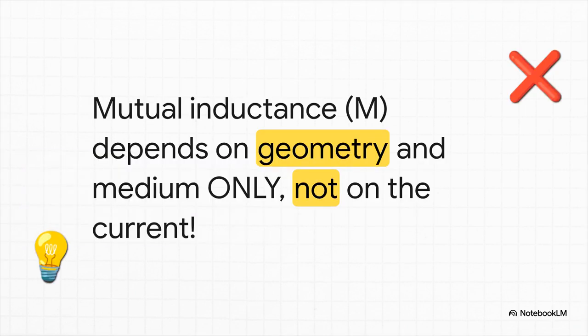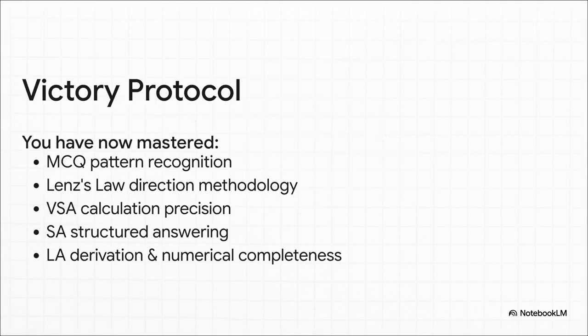And hey, before we wrap up, here's a bonus trick for you. This is an expert-level tip. They love to ask this as a conceptual question. Mutual inductance, M, depends only on the geometry and the medium, the physical setup. It does not depend on the current flowing through the coils. They'll try to trick you at that. Don't fall for it.